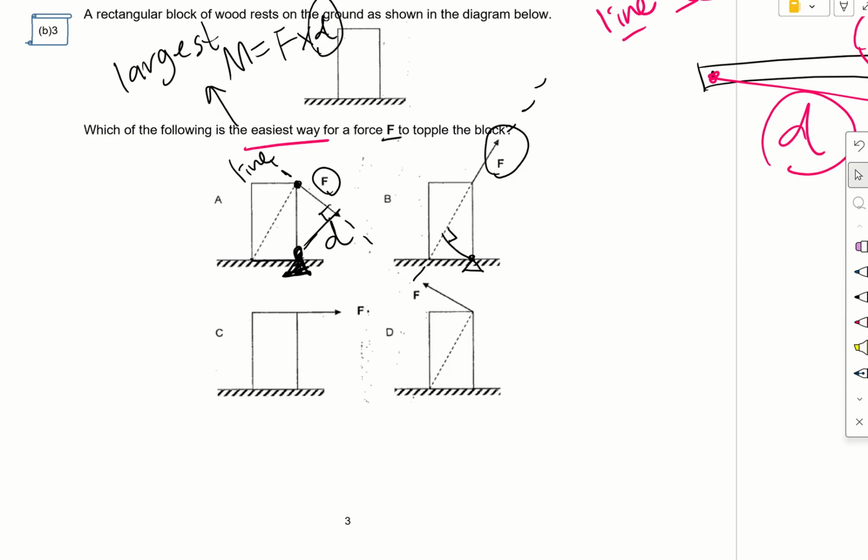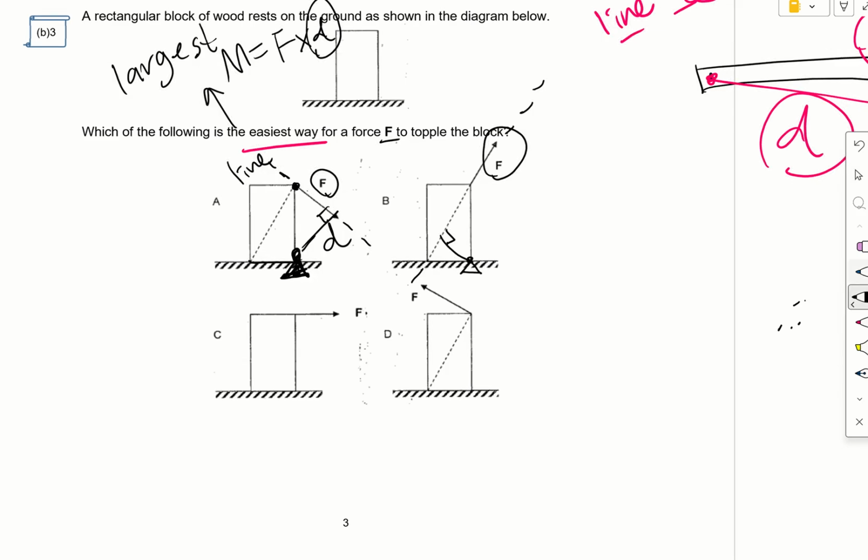How about for C? If I were to apply the force here, again at the same corner, you'll see that the pivot will still be at the same place. So I draw my line of action of the force, and pivot here. Therefore, this will be the perpendicular distance. And it seems like C has the largest so far.